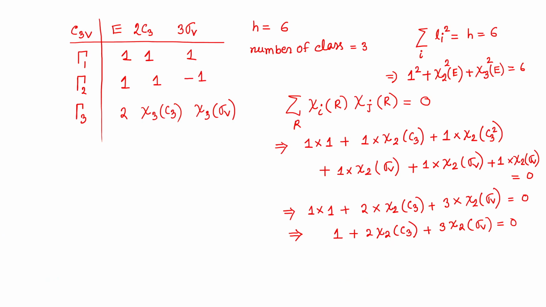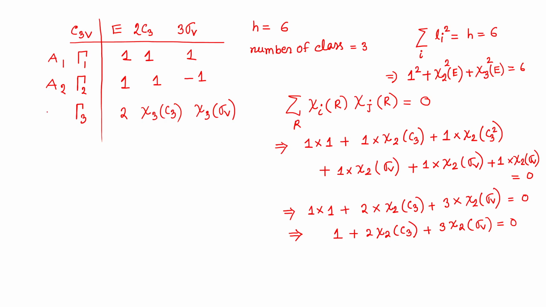If it was minus 1 here and 1 there, then this equation is not valid. 1 minus 2 plus 3 is going to give you plus 2, not 0. The equation is possible only when chi2 of C3 is 1 and chi2 of sigma v is minus 1. Then this orthonormality principle holds, and that is why I have written it like this. So what are the Mulliken symbols till now? This is A. This is also going to be A, but this is A1, this is A2.